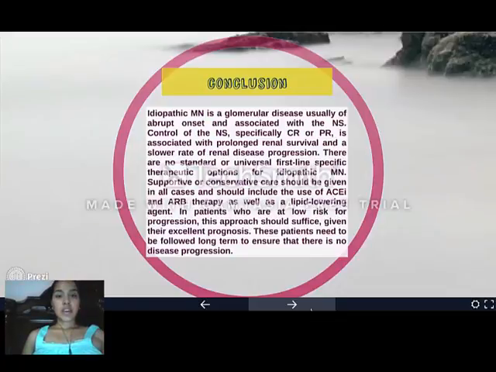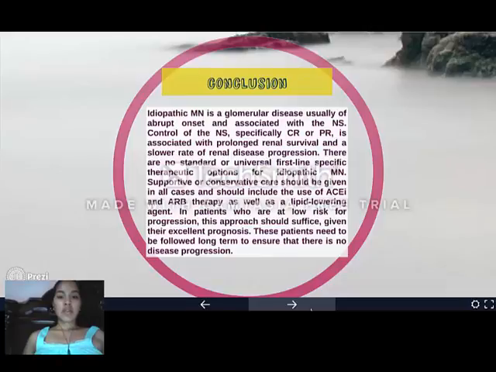Conclusion: Idiopathic MN is a glomerular disease usually of abrupt onset and associated with the nephrotic syndrome. Control of the nephrotic syndrome, specifically complete or partial remission, is associated with prolonged renal survival and a slower rate of renal disease progression. There are no standard or universal first-line specific therapeutic options for idiopathic MN.